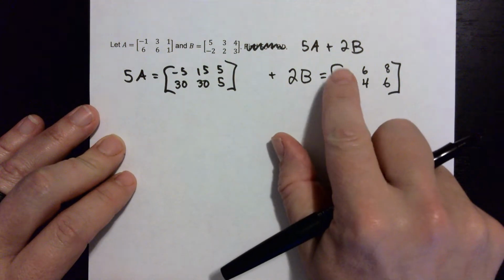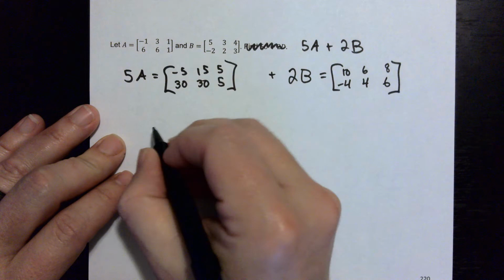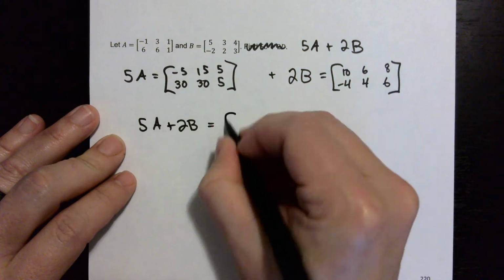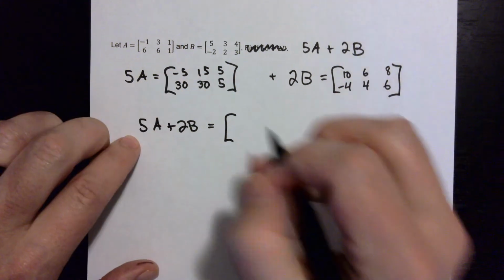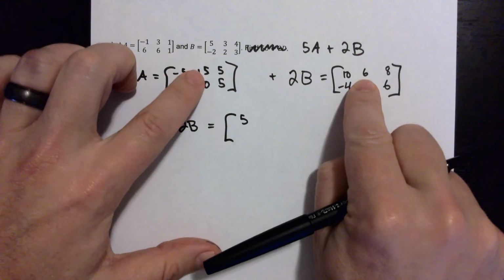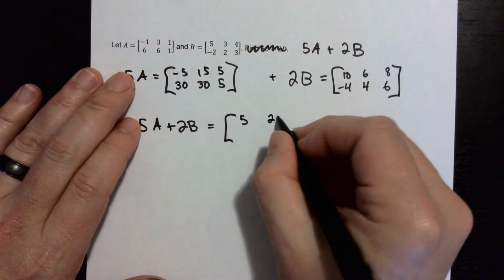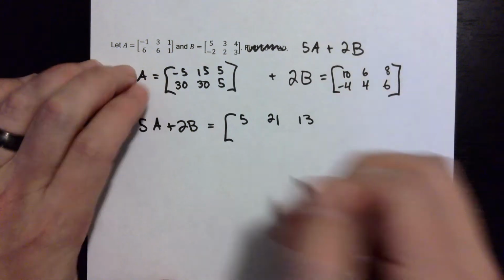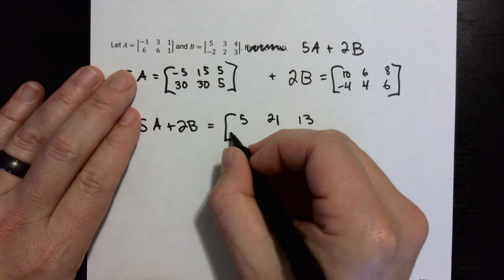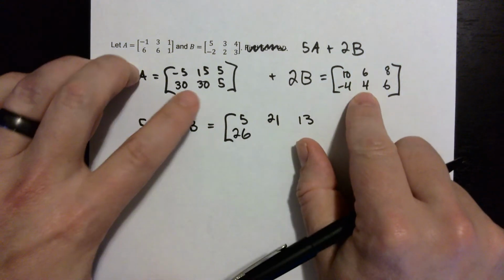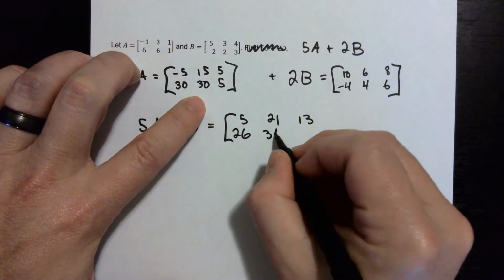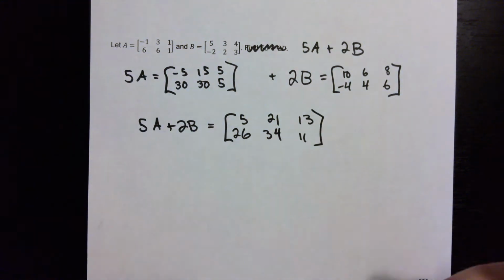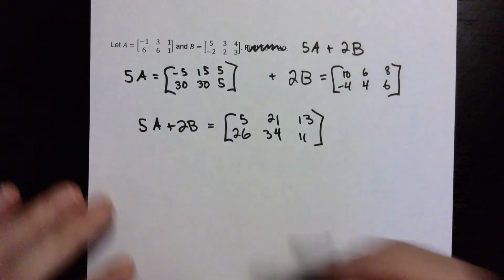So term by term, we can add now. Okay, so negative 5 and 10. Let me write this down. 5a plus 2b, finally, is, let's see, 10 and negative 5 make 5. 15 and 6 make 21. 8 and 5 make 13. 30 and a negative 4 make positive 26. 30 and 4 make 34. And 5 and 6 make 11. And that's your matrix. And let's do one more just as a bonus.